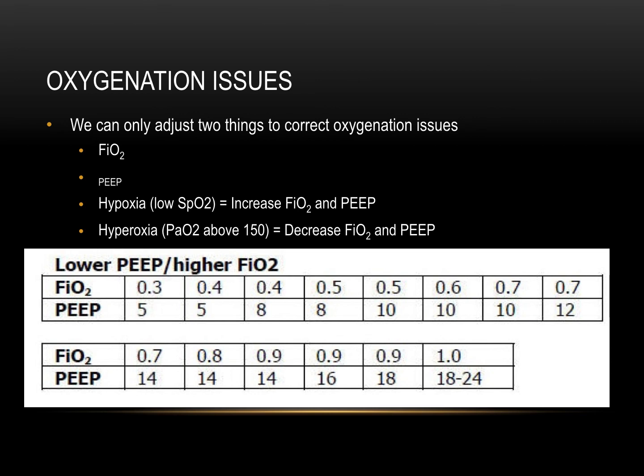So if you look at the chart and you see where they have the FiO2 at 100% or 1.0, you see that they have a PEEP of 18 to 24. At 60%, they have a PEEP of 10. I'm suggesting we start patients out at 5 and adjust from that point.